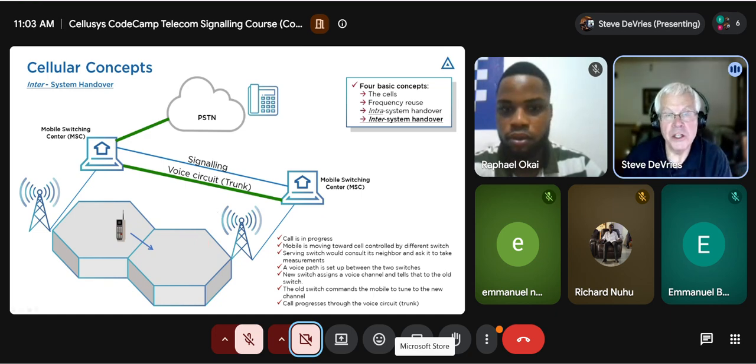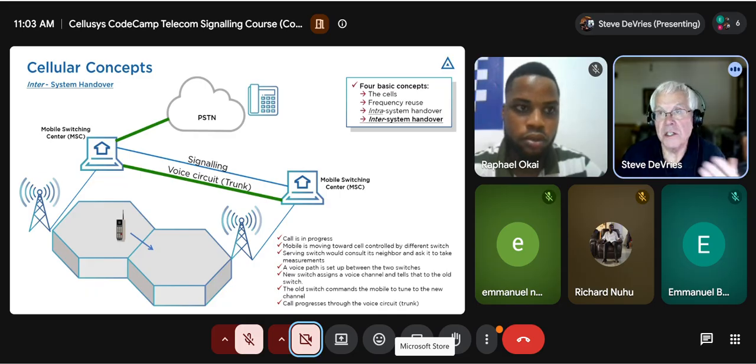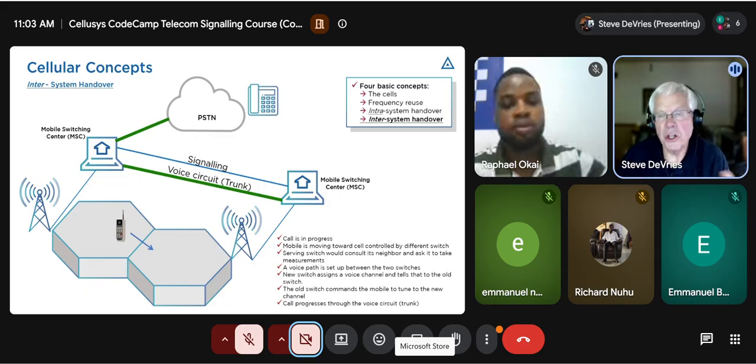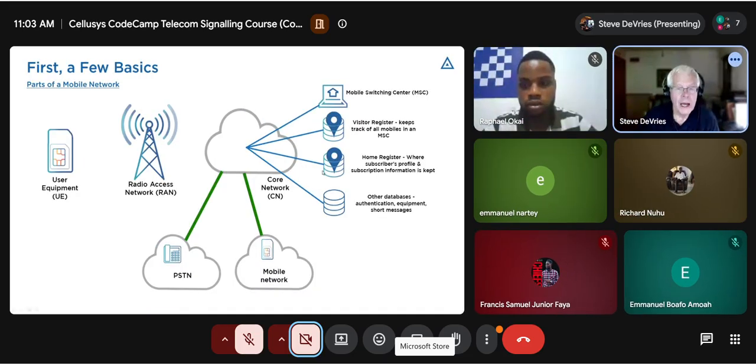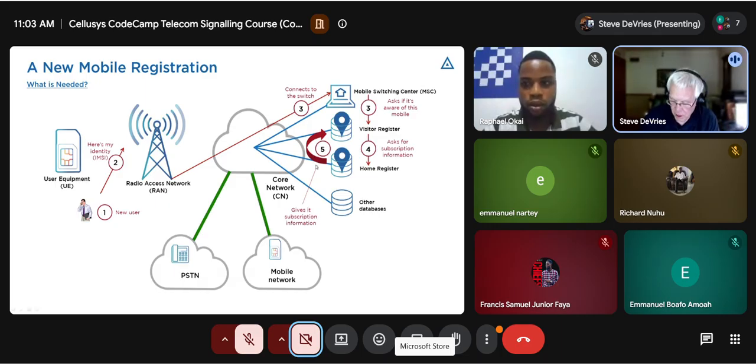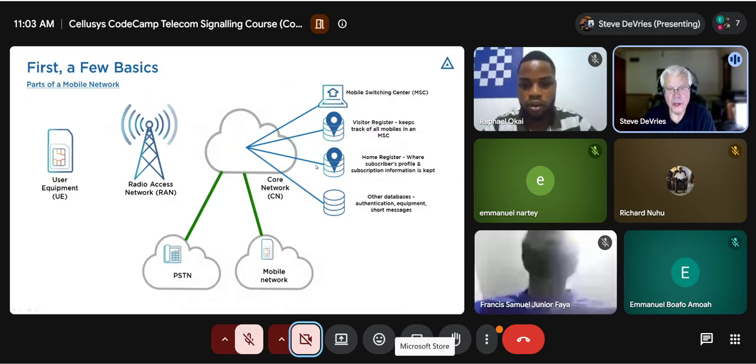Now, this is assuming that you are engaged in a call. If your mobile was idle, this would not occur because, again, you're only assigned a radio channel if you're using your mobile phone. If not, the system recognizes you, it knows where you're at, but again, it doesn't assign any voice channels. And then we looked at these piece parts, and this is where we ended up.